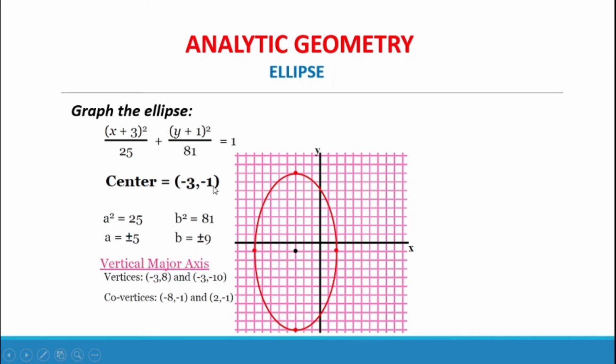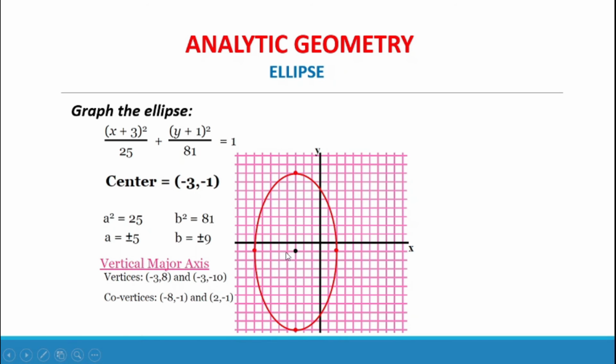Negative 1 plus 9, that's positive 8. And for the other vertex, negative 3 and negative 1 minus 9, that's negative 10. And this is the point. And for the co-vertices, that's along the x-axis, that's negative 8 comma negative 1.